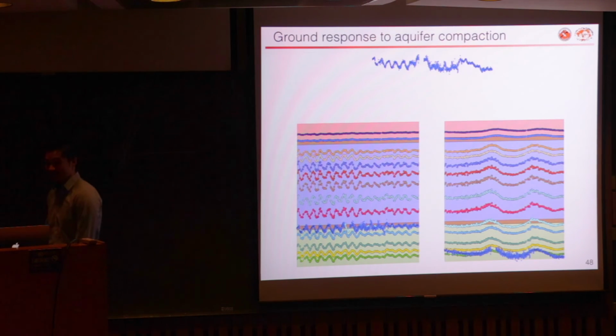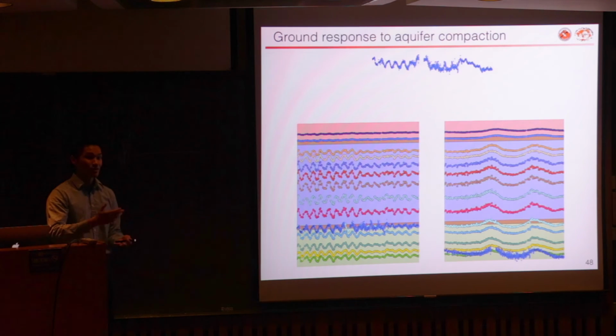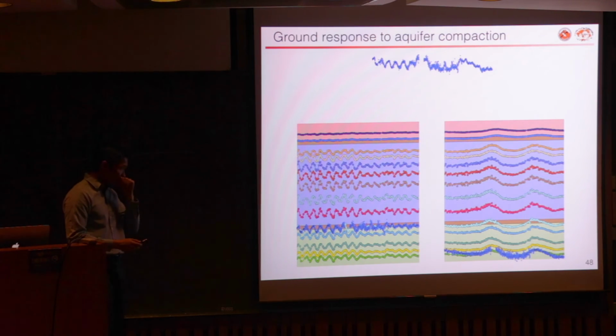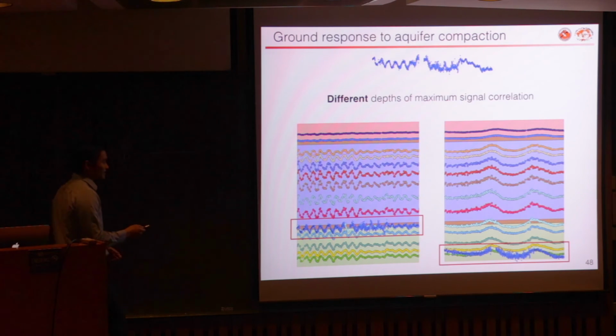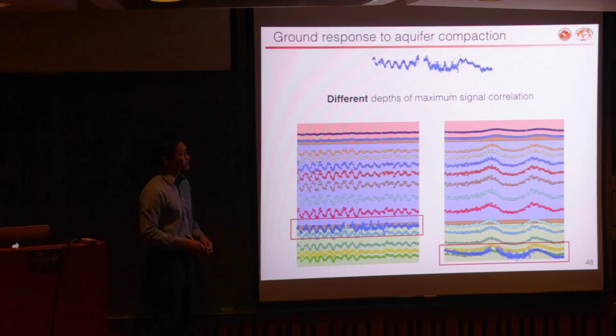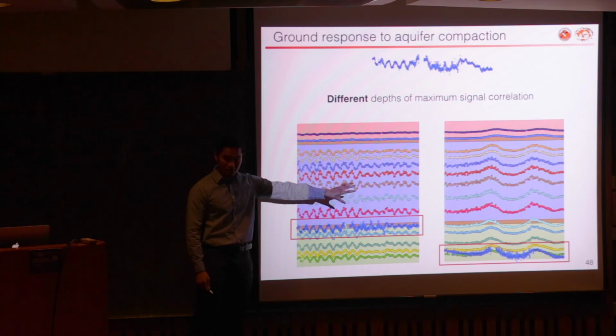And so what that tells us is that we then localize the effective depth at which the aquifers are most compressible, at which they're contributing the most to ground deformation. And when you do that, you can see that the interesting thing here is that you have different depths of maximum signal correlation between the short-term signal and the long-term signals.